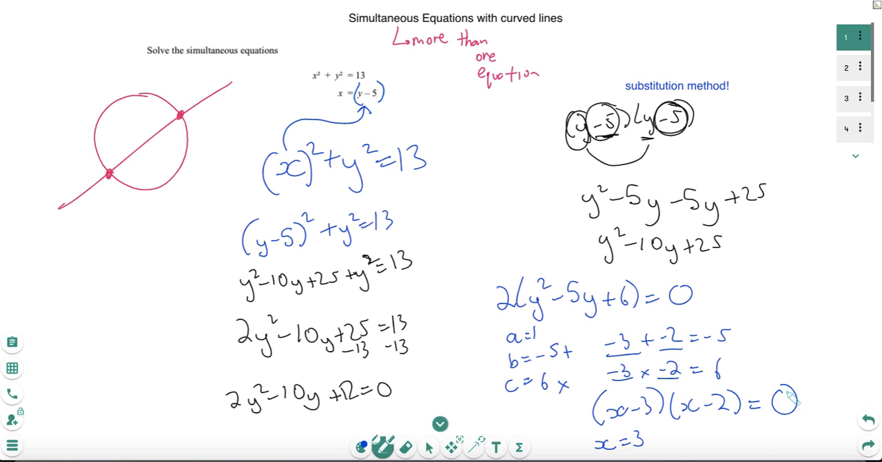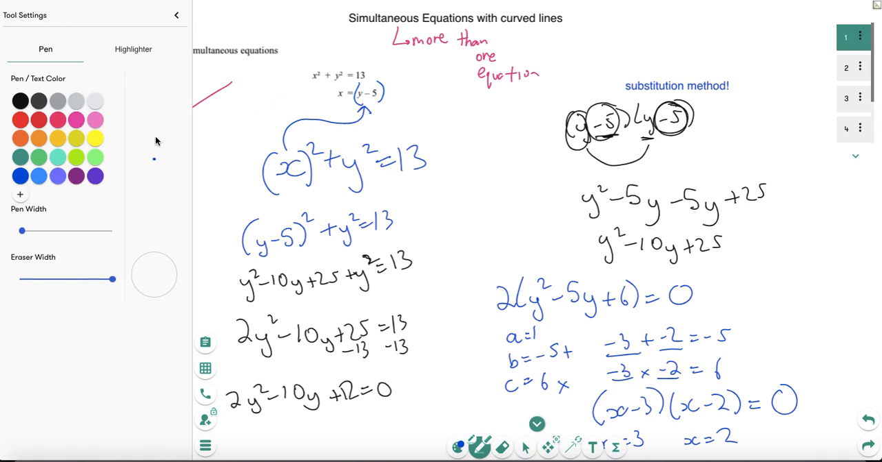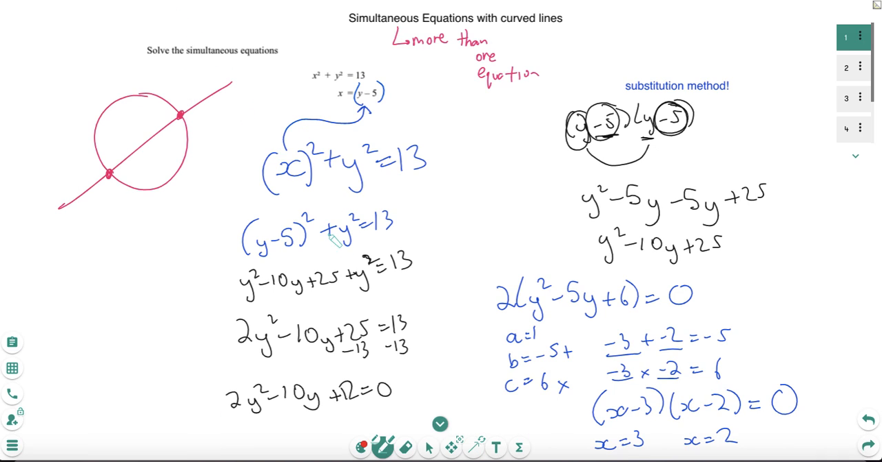And x minus 2 is 0. X must be 2 because 2 minus 2 equals 0. So these are our two x values. Now, how do you find the y values? Same as before. You're going to plug your two x values back into either of the equations.